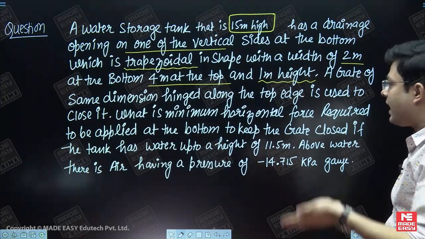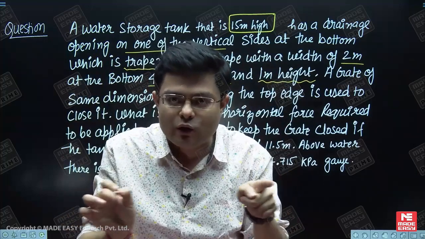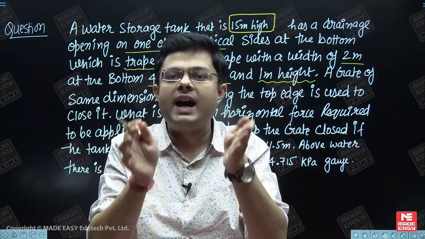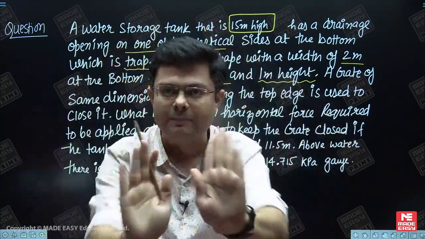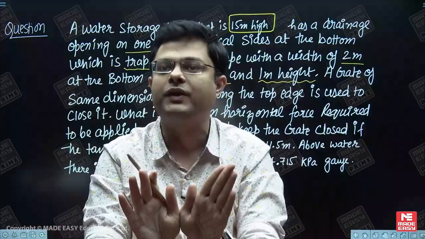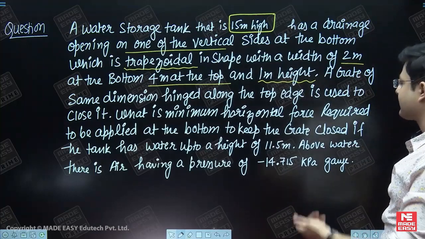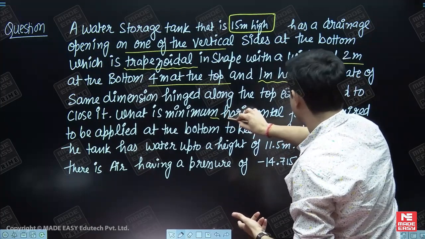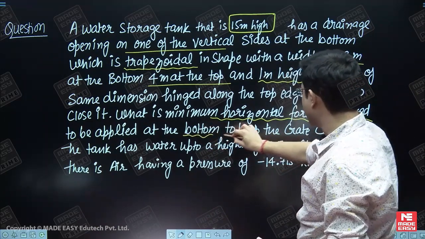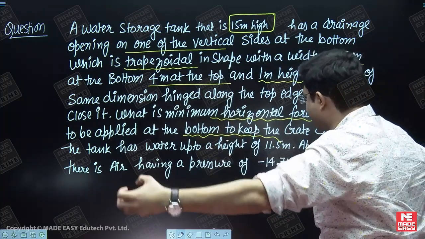A gate of the same dimension. So there is this trapezoidal opening at the bottom of the tank, and to cover up that opening, you have a gate of the same trapezoidal shape installed over it. So the question is asking: what is the minimum horizontal force required to be applied at the bottom of the gate to keep the gate in a closed position?